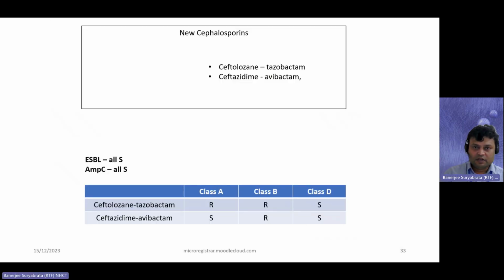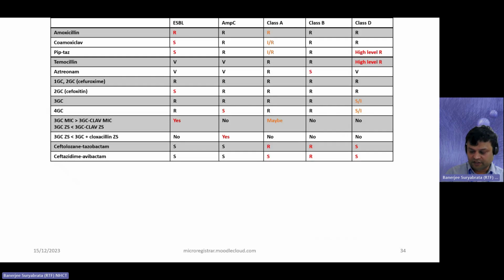New cephalosporins. New cephalosporins are ceftolozane tazobactam and ceftazidime avibactam. This is heavily used in reference laboratory for testing. So ESBL and AMC is likely to be sensitive to these two, but ceftolozane tazobactam will be resistant for class A. Ceftazidime avibactam, it will be sensitive. Then class B, both will be resistant. Class D, both will be sensitive. So this pattern is important to remember when you go for antibiogram interpretation. We'll put it in there.